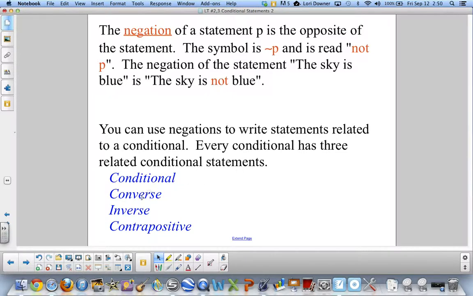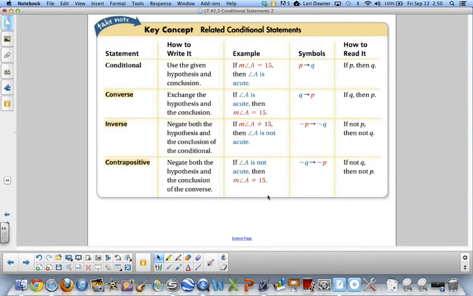We have conditional, converse, inverse, and contrapositive. And these are on the purple sheet. We're going to add to that purple sheet. Some of them include the negations that you see here. So here's a chart. And you're going to pause the movie and add this chart to your purple sheet.